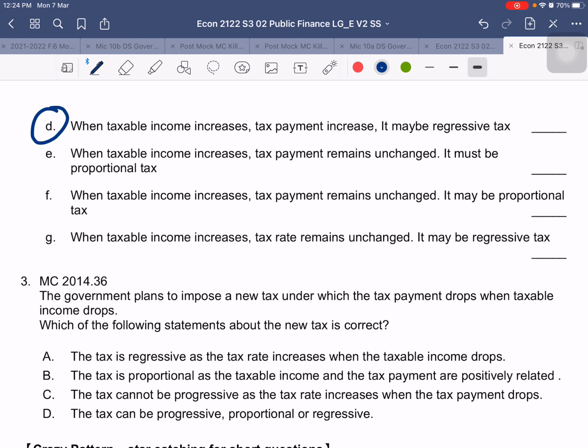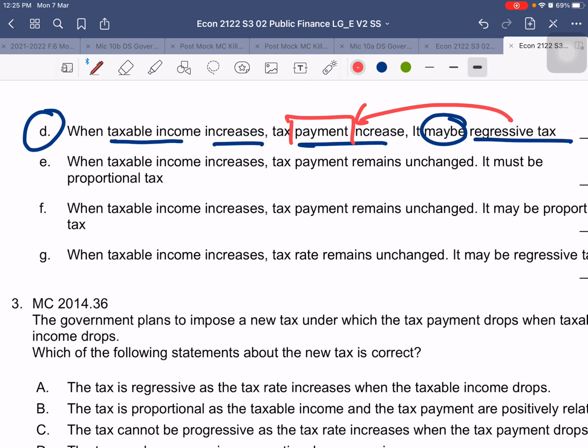Okay, last question D. When taxable income increases, the tax payment increase is asked. Oh, it may be regressive tax. Is that correct? Okay, when we look at the question, we find that it talks about tax payment. So be aware, every time you talk about tax payment, we cannot directly relate it to the regressive tax or progressive tax. We have to change the tax payment into tax rate first. So what should we do? We simply use that equation, right? The income times the tax rate equals the tax payment.